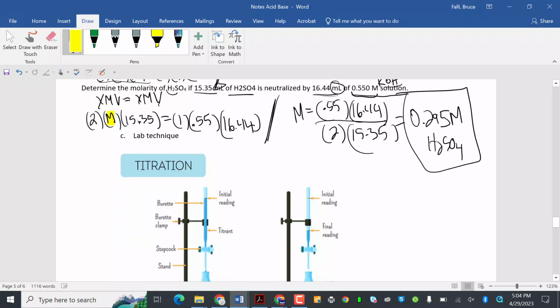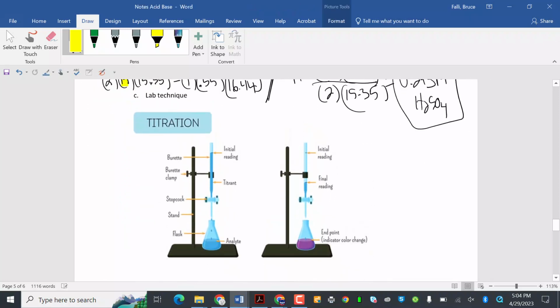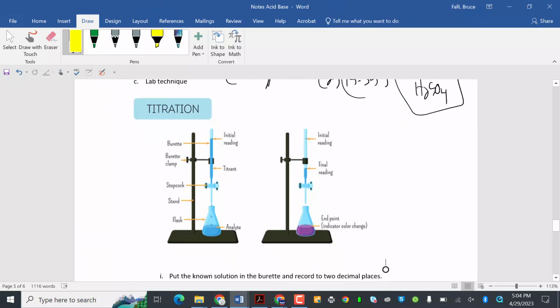That's going to say the harder part. Let's take a look at what titration really is. Titration is a lab technique. Let's see how we actually do this. This long glass dude right here is called a burette. Your burette is going to have an initial reading, a number that I'm going to read right here. I have a burette clamp that holds it on there, what a great naming thing. I have a stopcock which opens and closes it. I have a stand which holds my burette clamp.